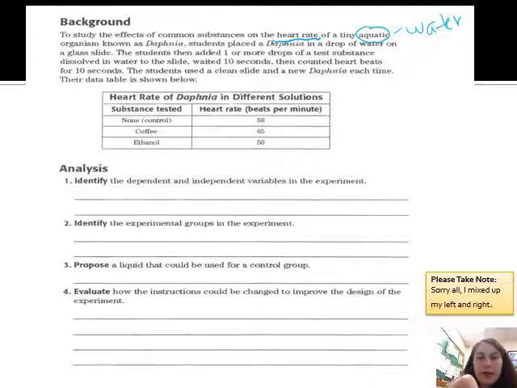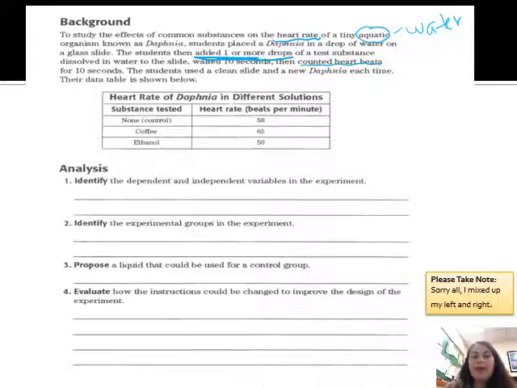The students then added 1 or more drops of a test substance dissolved in water. So that's something that we want to pay attention to because it looks like the students are adding something else to the experiment. They waited 10 seconds, then counted heartbeats for 10 seconds. So they added a substance and then they counted heartbeats. The students used a clean slide and a new Daphnia each time. Their data table is shown below.